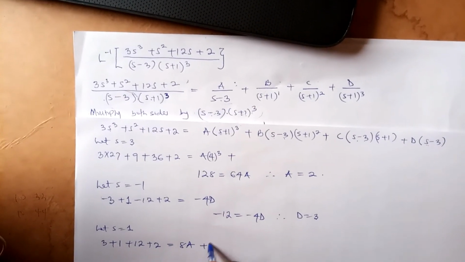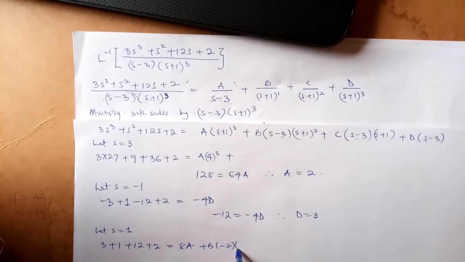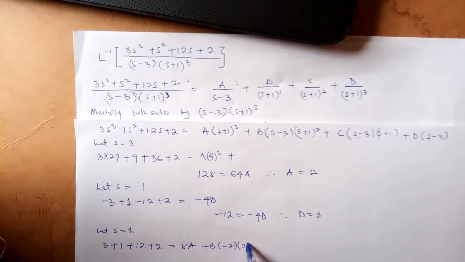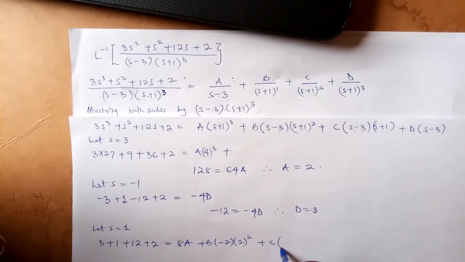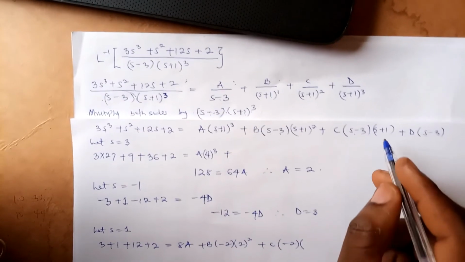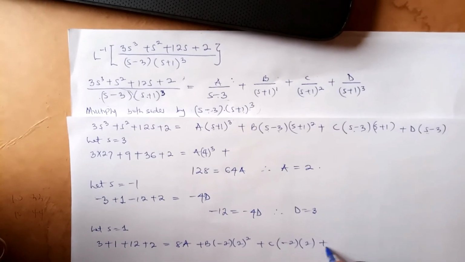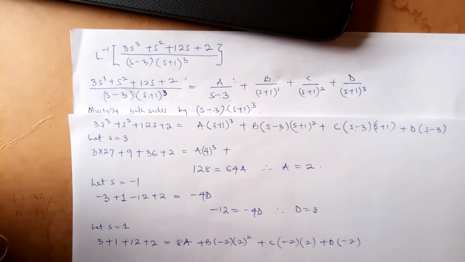Then that will be plus b into bracket, minus 2 into bracket, 1 plus 1, that's 2 squared, that's 4. Then plus c into bracket, 1 minus 3, that is minus 2. Then 1 plus 1, that's 2. Then plus d into bracket, 1 minus 3, that's minus 2. So that is what we have here now.